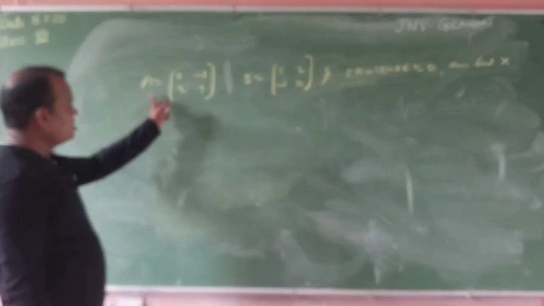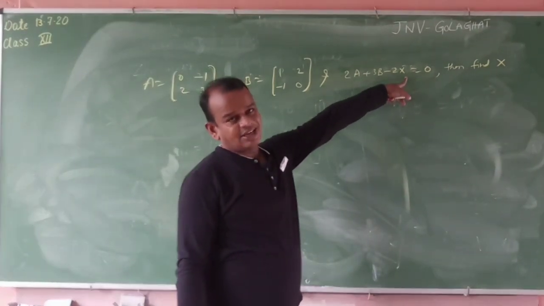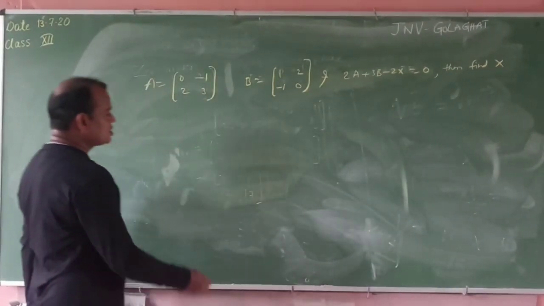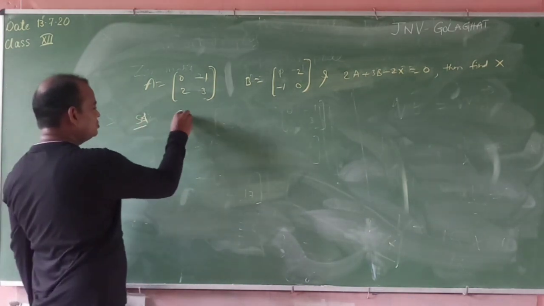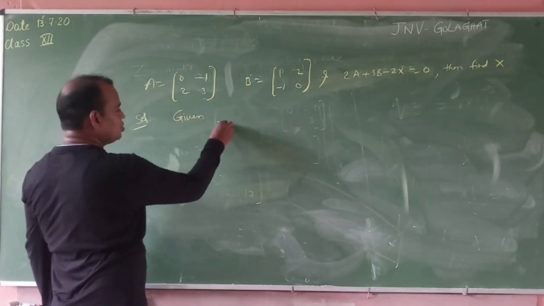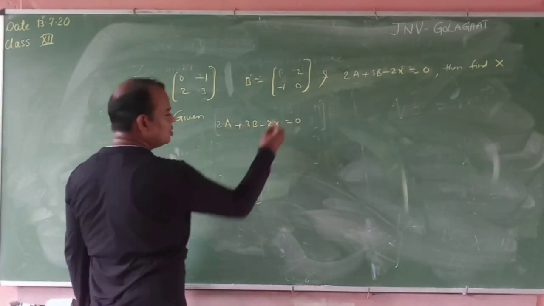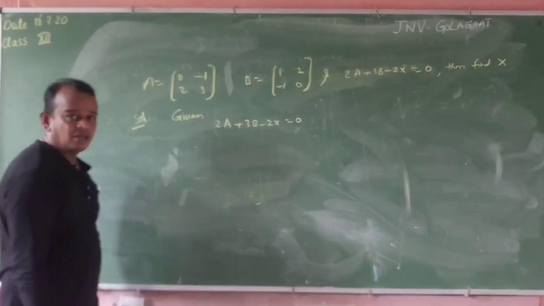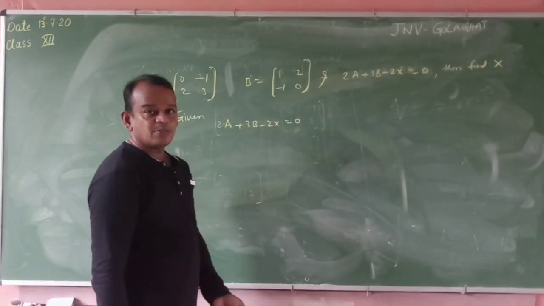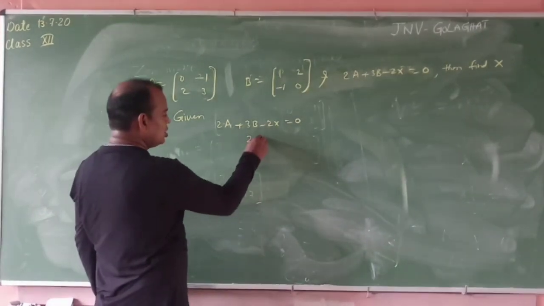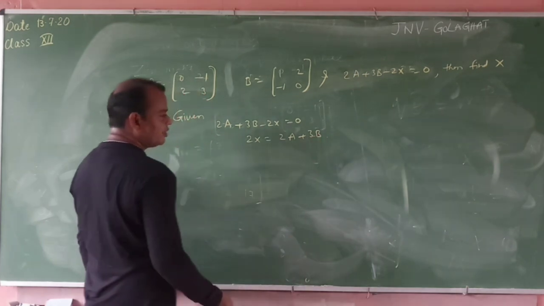Now what is given? A is given, B is given, you can find the value of X. Now what is the given equation? First we take the given equation: 2A plus 3B minus 2X is equal to 0. Now rearrangement of the equation. Here minus 2X is there; taking it to the other side, it becomes plus 2X. That is, 2X is equal to 2A plus 3B.